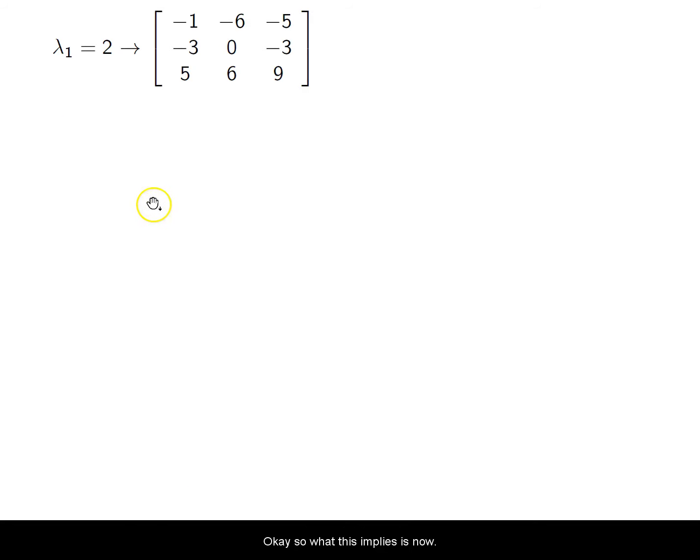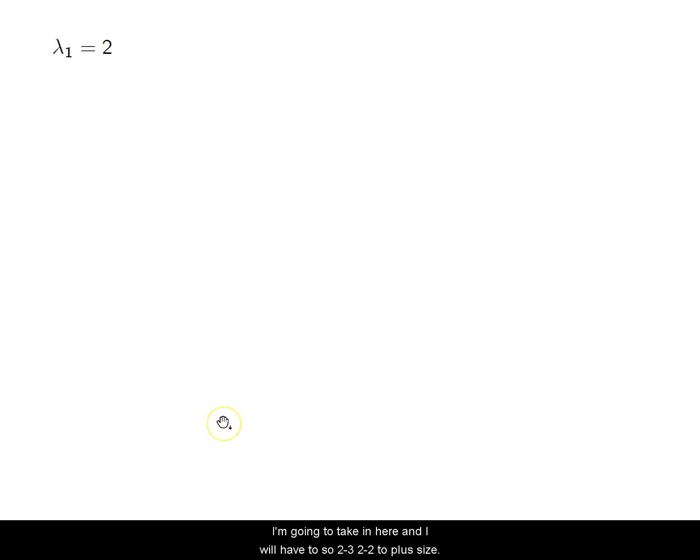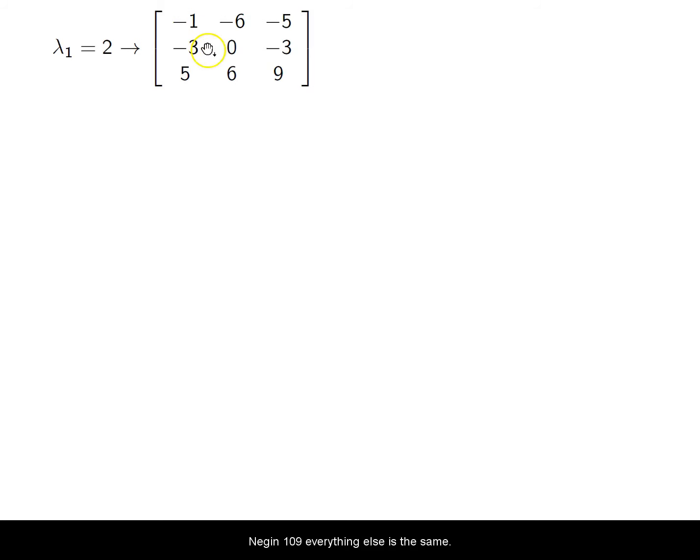There's only 1. Okay, so what this implies is now I'm going to take in here and I will have 2. So 2 minus 3, 2 minus 2, 2 plus 7, right? So negative 109, everything else is the same. And I need to solve this. Again, you can set it equal to 0 if you want to, but it is not necessary because they don't do anything to each other, right?